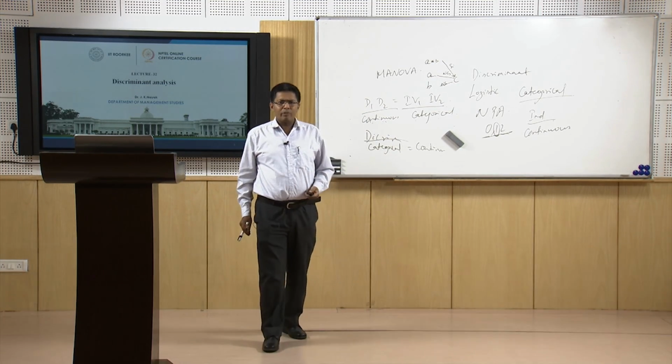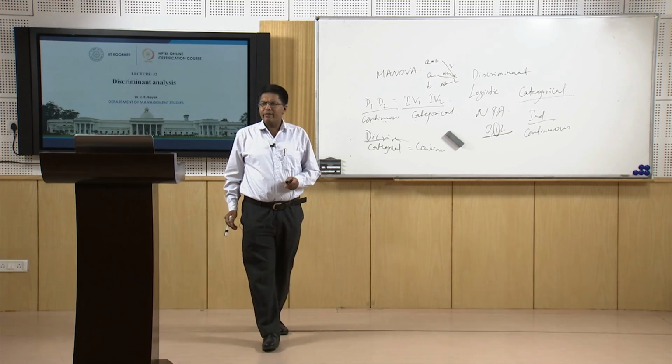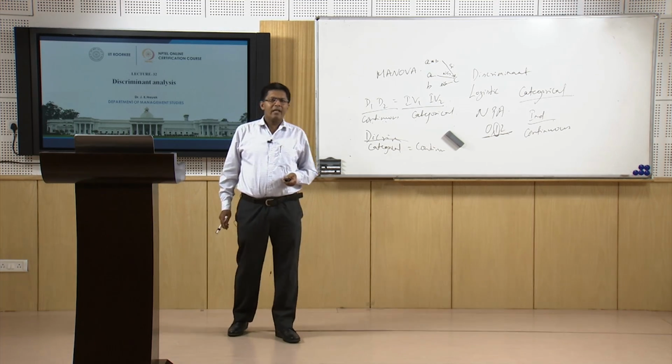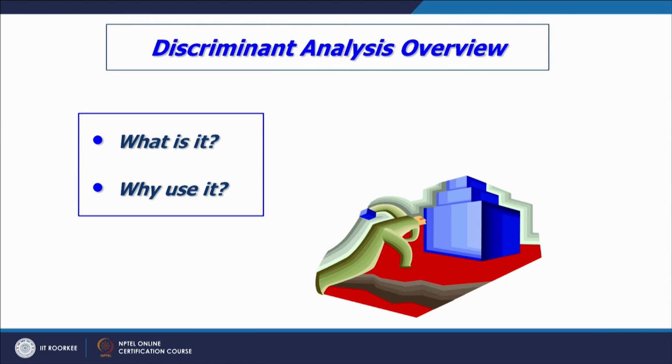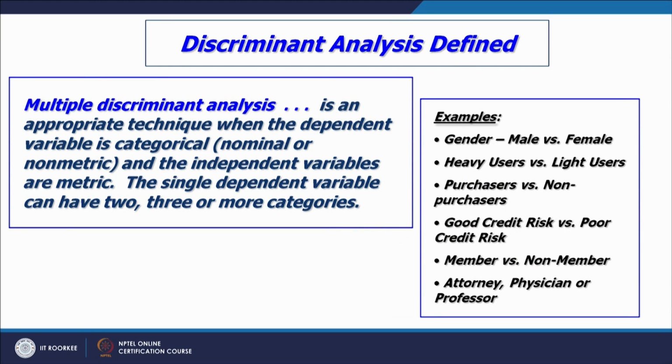I do not want to speak too much on MANOVA now because we have already discussed these things, right. I am straight away getting into the discriminant analysis overview. So what is it, why do we use it? As you can see, it is an appropriate technique when the dependent variable is categorical and the independent variables are metric. The single dependent variable can have 2, 3 or more categories.